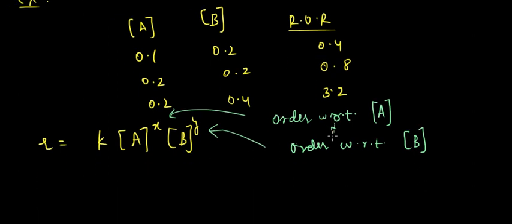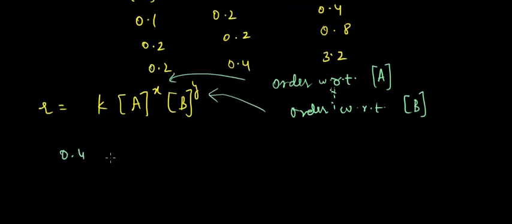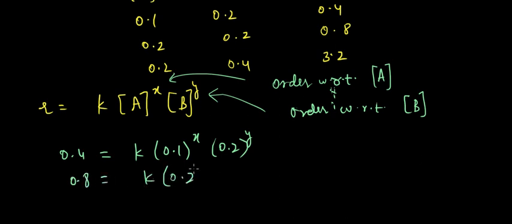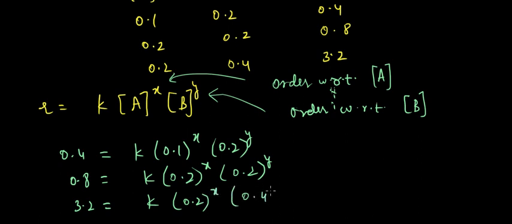Okay, so we have three equations. First, 0.4 equals K times 0.1 to the power X, 0.2 to the power Y. Then 0.8 equals K times 0.2 to the power X and 0.2 to the power Y. Then 3.2 equals K times 0.2 to the power X and 0.4 to the power Y. We have three equations, three unknowns. We can derive the values of K, X and Y.